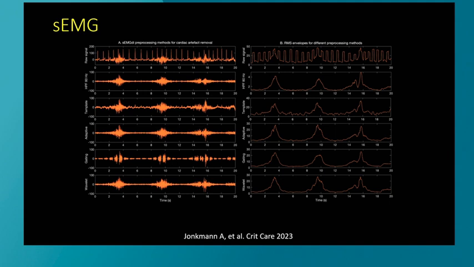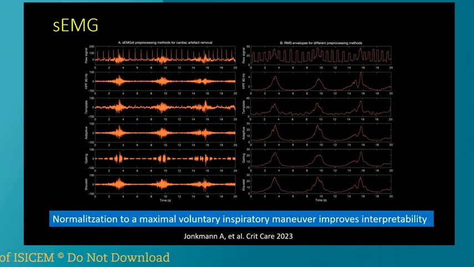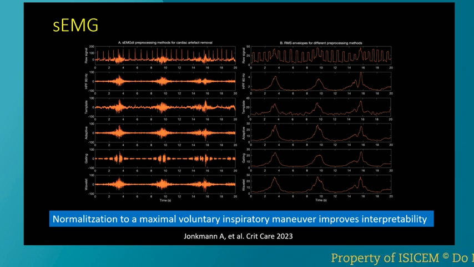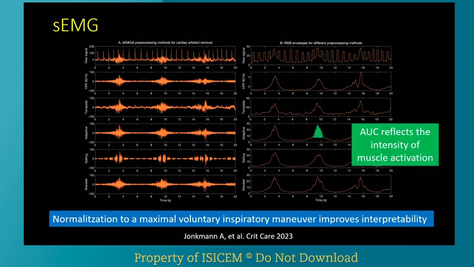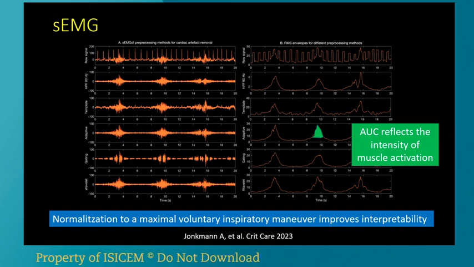And the other point is that on the left side is the data that you have, the raw data, and you need to filter it to have something that you can read more easily at the bedside. And sometimes it requires an offline analysis. Moreover, we need to normalize the values because probably a trumpetist could make a bigger effort than me, because his muscles are trained to make a huge effort to play the trumpet. So it can be done by using a maximal voluntary inspiratory maneuver that improves comparability and interpretability of the results. And easily we could say that the amplitude or the area under the curve of this filtered data reflects the intensity of the muscle activation.